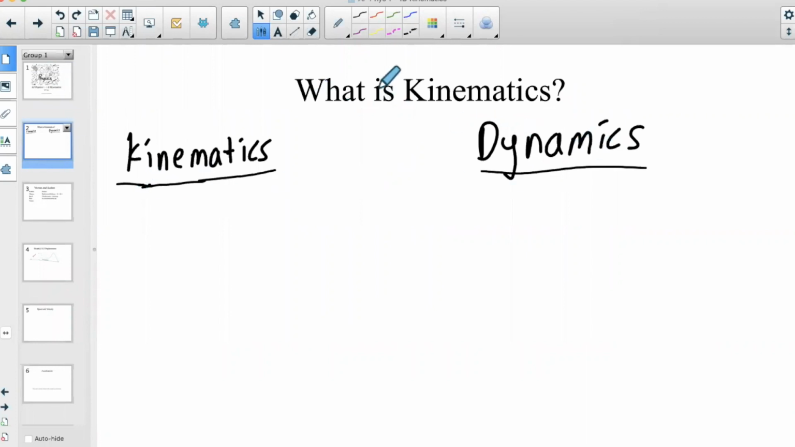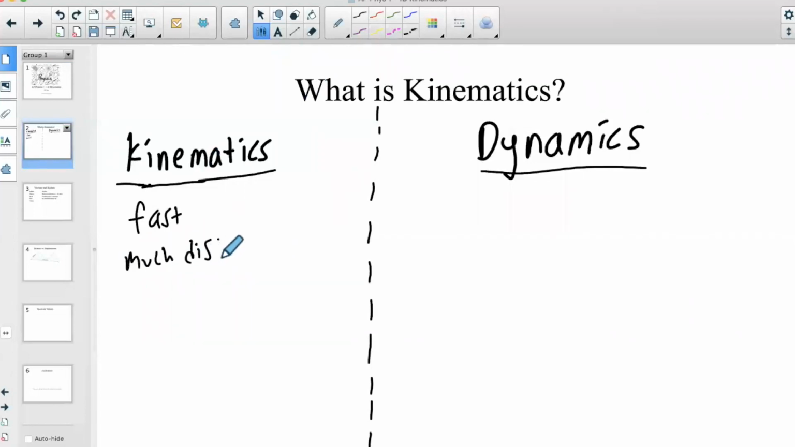Kinematics is the study of motion and how to predict motion. So this will answer questions like, how fast are you going? How much distance are you covering? And how long will it take you to do something? Like how long will it take a ball that I release to touch the ground? If I kick a soccer ball like that, how far away will it land?